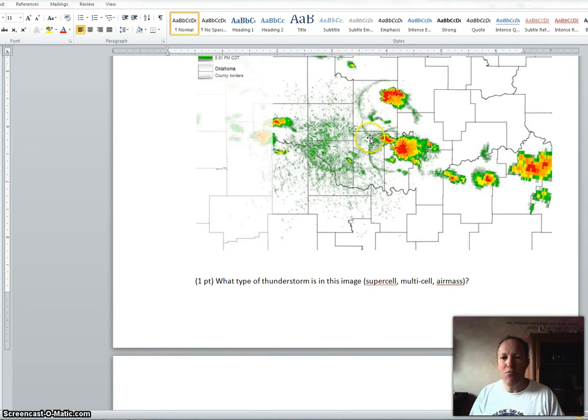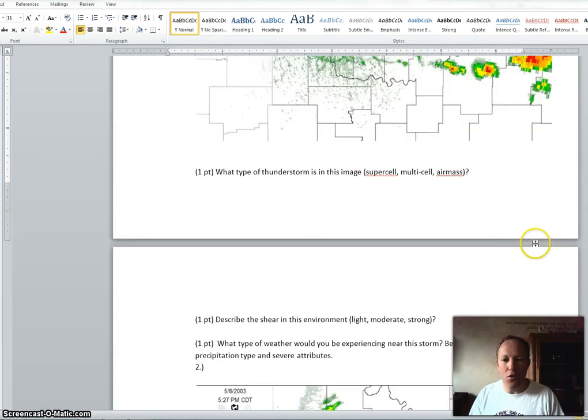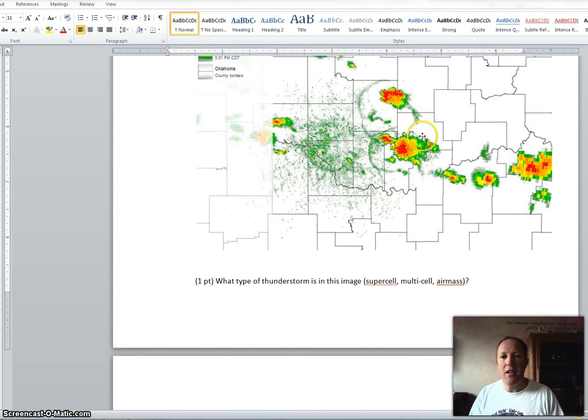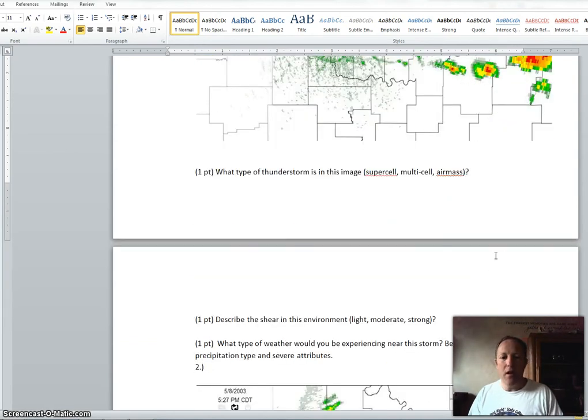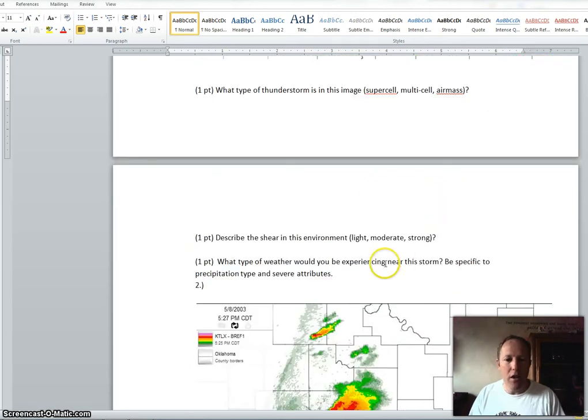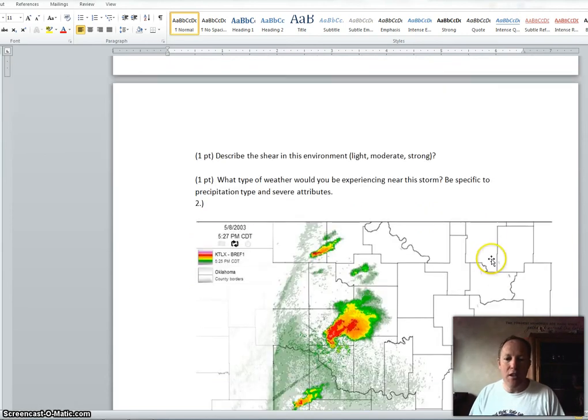And what's happening with these rings that are blowing out from them? They're sort of circular around the storms. That should give you a hint at what type of wind environment we're looking at up above. And describe the shear environment. Is it light, moderate, strong with the type of thunderstorm you get? And that's all given in the book. What type of weather would we experience near the ground with this storm or near the storm? What type of precipitation? Things like that.